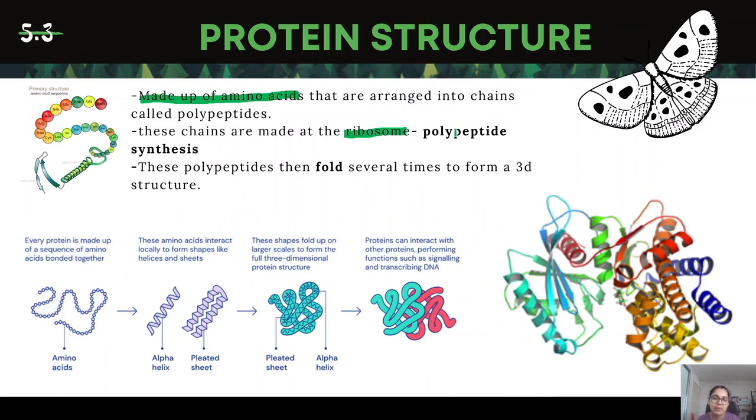Polypeptide or protein, you can call it both actually. Polypeptide synthesis. Synthesis is making something, so we're making polypeptides. These polypeptides then fold several times to form a 3D structure, and that's the protein that we use. So this is an amino acid, this is a polypeptide chain, then this is the initial shape, and this is actually what a full protein looks like. It can interact with other proteins and perform different functions.